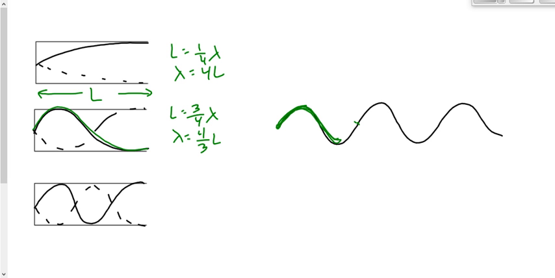The next one, we're going all the way up to here. This would be 1 1/4 of a wave. 1 1/4, or writing it as an improper fraction so that we can see the pattern, we'd say 5/4 lambda, or lambda is equal to 4/5 L.